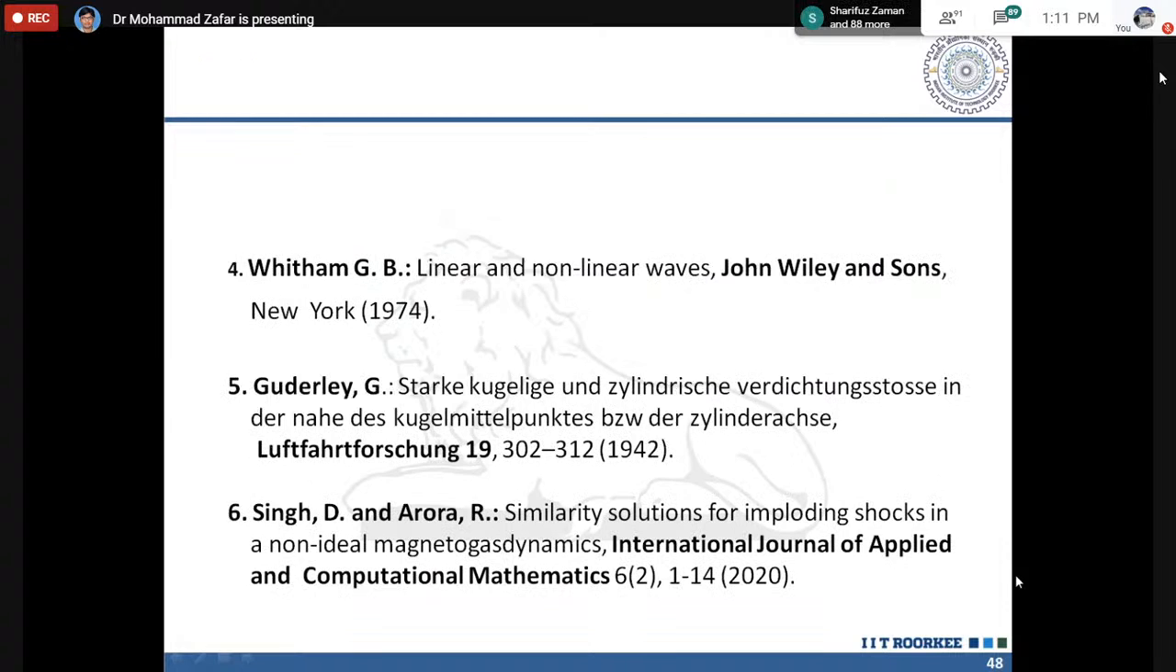Next, this is the basic book on shock waves, Linear and Nonlinear Waves, by Whitham. The fifth one is by the author Goodall, with whom we have compared our result. So I should give this name also. The last one is our paper with my PhD student, Deepak Singh, on similarity solutions for imploding shocks in non-ideal magnetogasdynamics, which I just presented today.